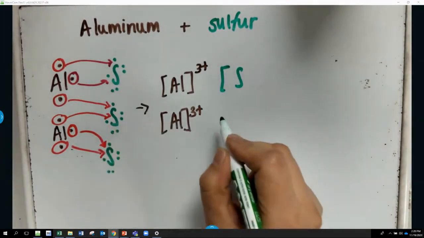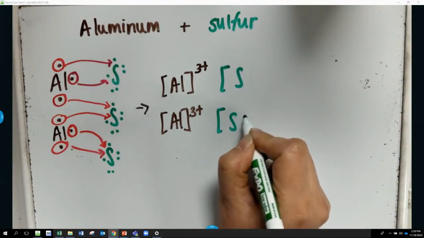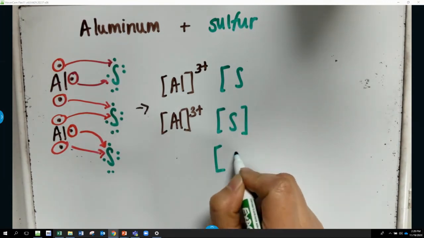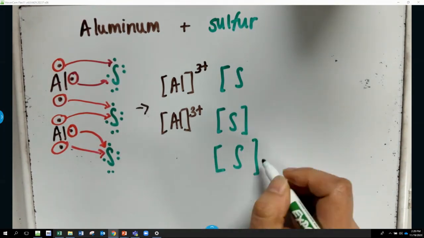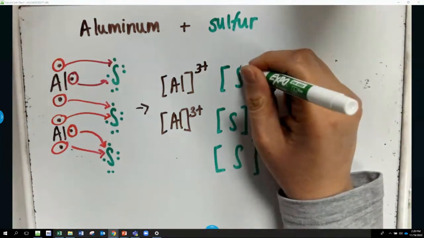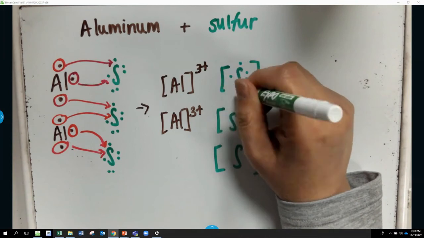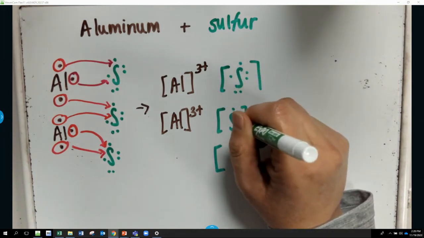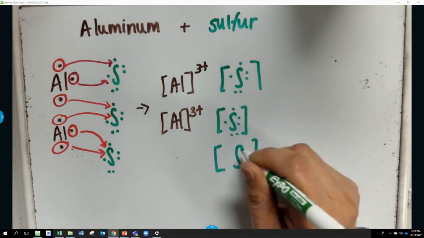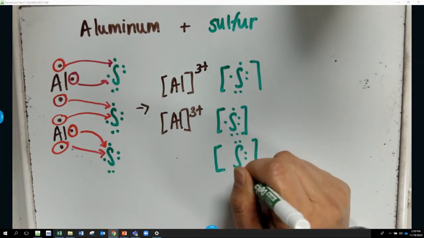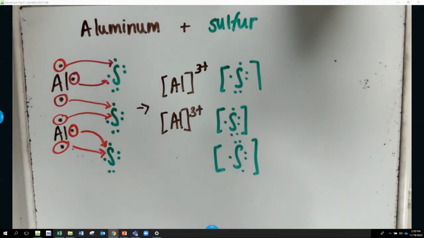We have 1, 2, 3 sulfurs. But how many electrons did we have? Well, this one originally had 1, 2, 3, 4, 5, 6. 1, 2, 3, 4, 5, 6. 1, 2, 3, 4, 5, 6.